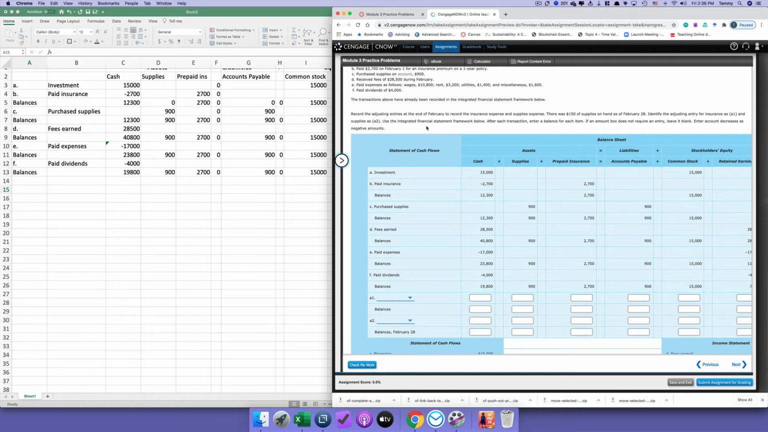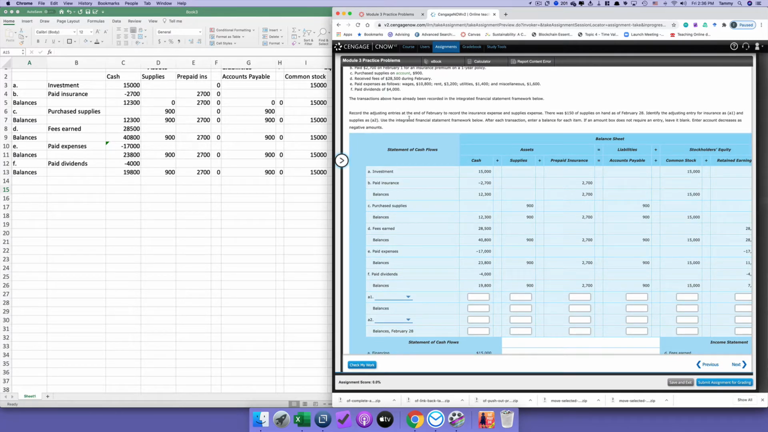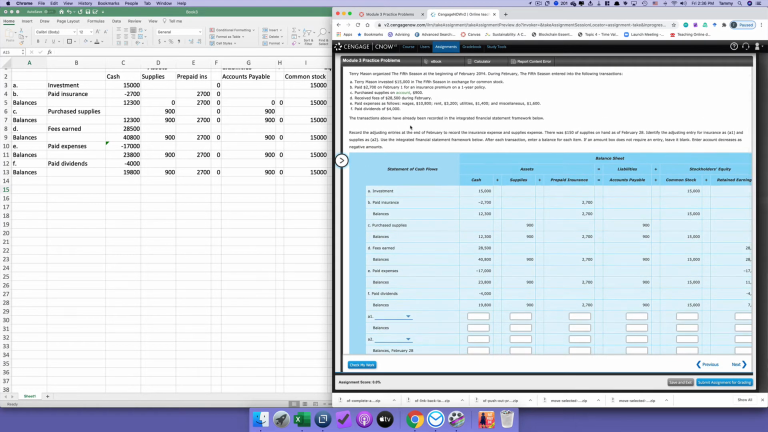Okay, this is number 2 in your practice problems, and it's not nearly as detailed as number 1. We just have to record 2 adjusting entries, right? So basically, we had our setup where we organized this company at the beginning of February, and then all these transactions occurred over the course of February. What we have to do is take into account using up some of the prepaid expenses.